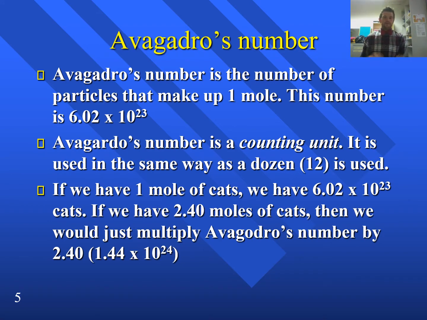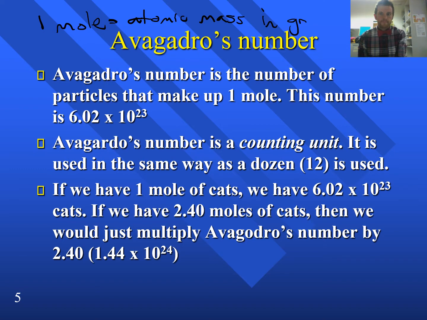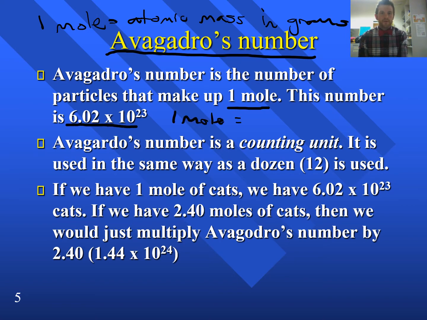Avogadro's number is the number that a mole is. So like we said before, 1 mole is equal to the atomic mass in grams. But Avogadro's number is also what a mole is. So 1 mole is equal to this number. It's also 1 mole is equal to 6.02 times 10 to the 23rd.